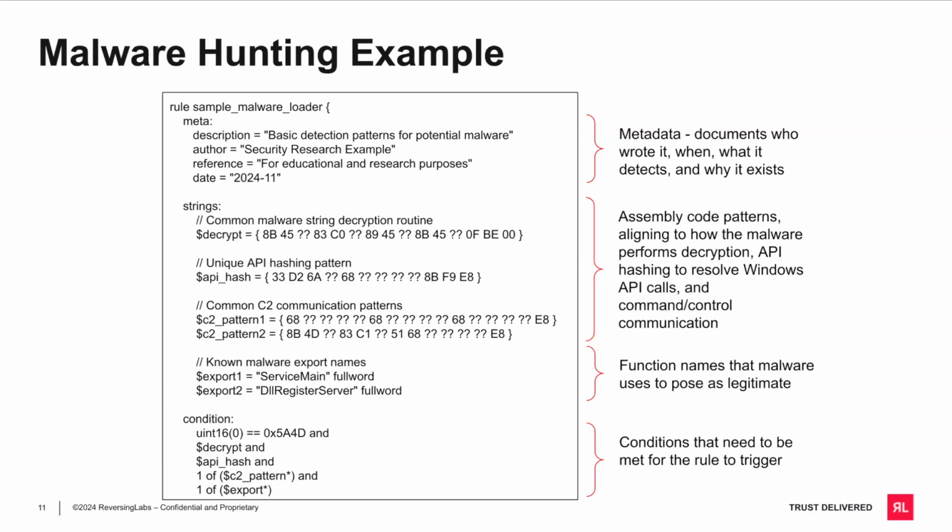Assembly code patterns that from the very top level align to how the malware performs decryption. If there's any kind of API hashing, it's a great way to capture that as well. If you care about C2 and command and control communication, there's certain types of patterns that match that really, really well. And so these are all just examples of how to apply these different patterns. And you'll notice there's a ton of question marks in there, which means that these are applicable across the board.